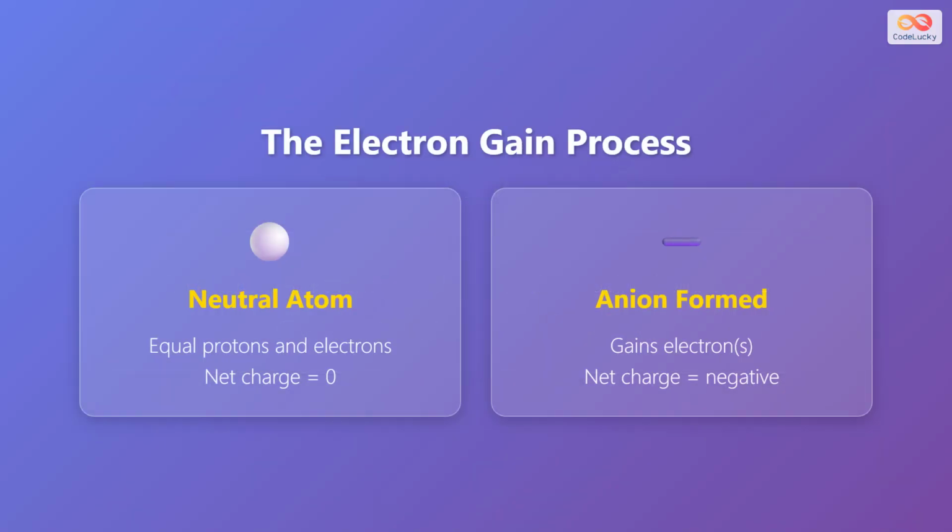Let's understand how anions form. A neutral atom has equal numbers of protons and electrons, giving it a net charge of 0. When this atom gains one or more electrons, it now has more electrons than protons. This imbalance creates an anion with a net negative charge.